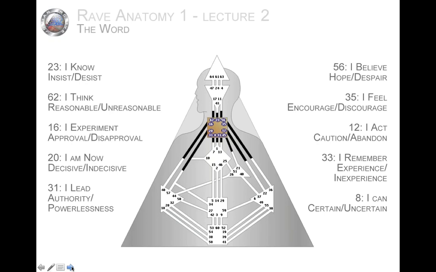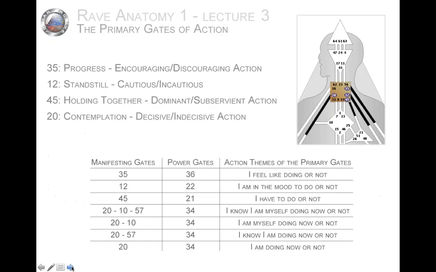They have the how to get it done. But the throat center, you know, here's where we're going. This is what we're doing. And also we have primary gates of action. As you can see with this illustration, it's the 35, 12, 45, and 20. Those are the gates that are the actual primary gates of action.